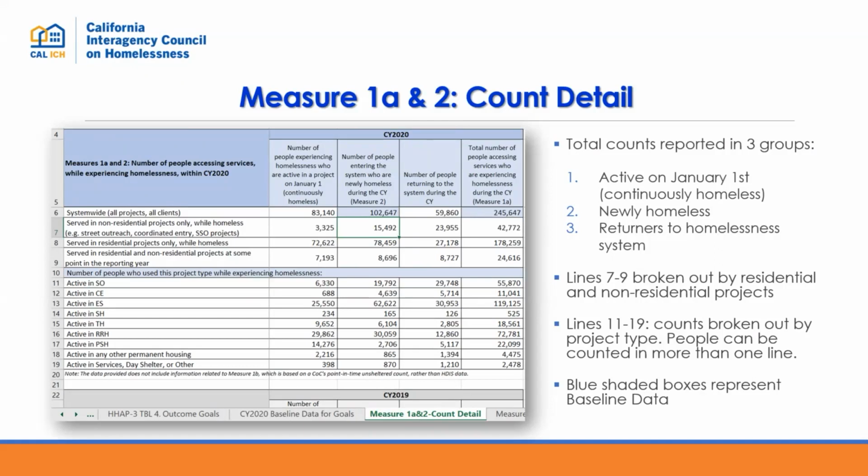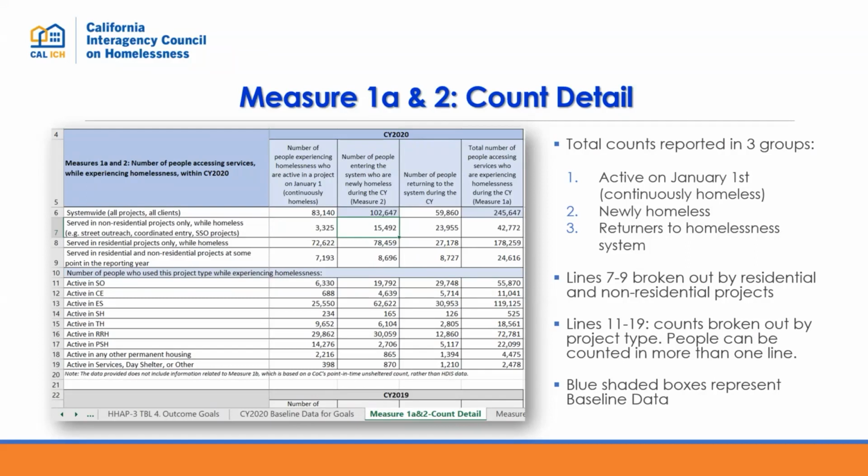People are only included once in these counts, meaning people who are counted as active on January 1st are not counted in the returner column, even if they exit and subsequently return to the system within the year. The total of these 3 groups is the total number of people who experienced homelessness during the year, or Measure 1A, which is shown in a blue box. In lines 7 to 9, the counts of people who experienced homelessness are broken out by the types of projects they were enrolled in HMIS.